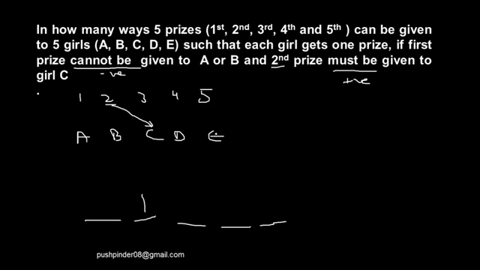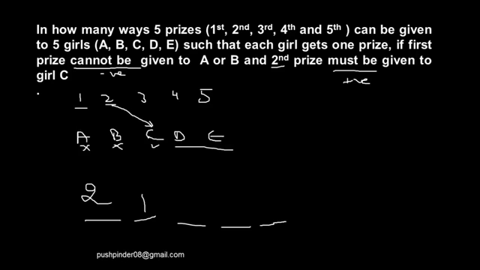Now let's satisfy the negative condition. First prize cannot be given to girl A or B. Now how many ways are there to give the first prize? It should not be given to girl A, it should not be given to girl B, and the second prize has been given to girl C. So that means for the first prize there are only 2 options left. So I hope everyone is understanding. We cannot give the first prize to A or B.